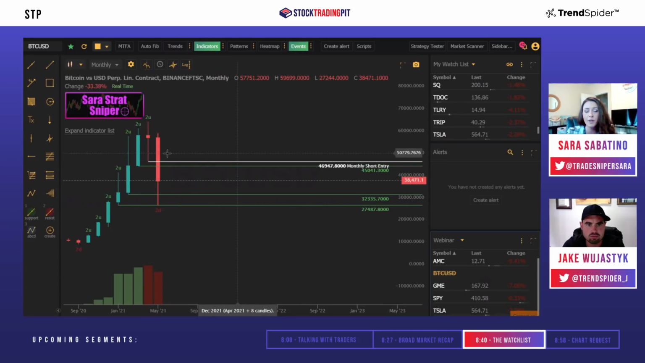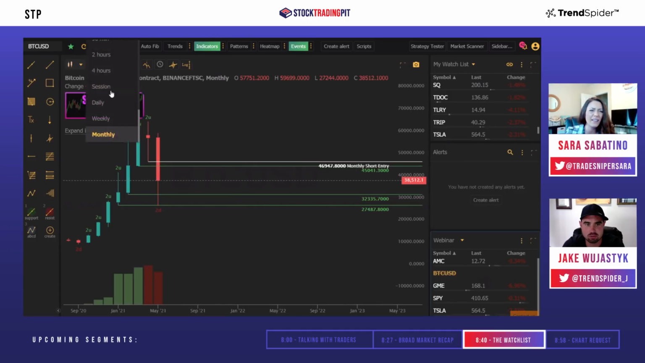So you can look on your monthly charts of Bitcoin. Our targets or our short triggers are always a break of a 2 up followed by a 2 down. So the short trigger was here at around 40, 47. And then that was your target 1, target 2, target 3. And it looks like it hit them all. Cool.